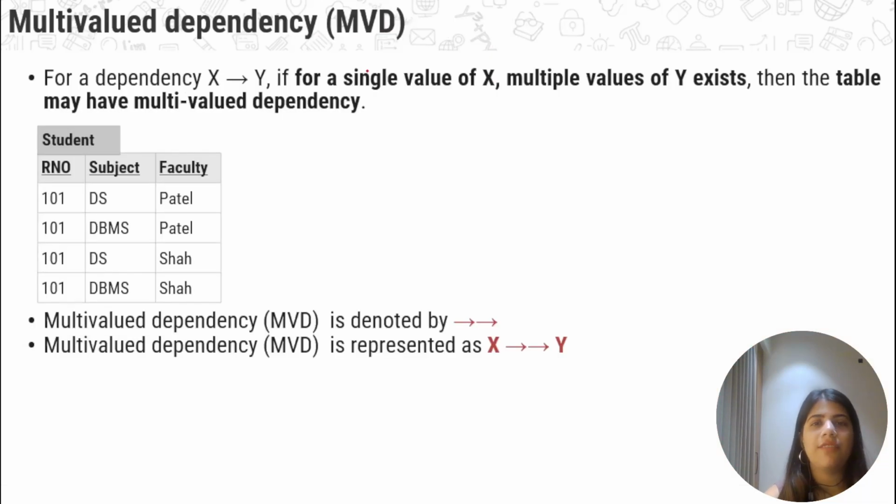Let's see now the multi-value dependency. For a dependency, x can determine y if for a single value of x, multiple values of y exist. If multiple values of y are there, then the table may have a multi-value dependency. How do we understand that?